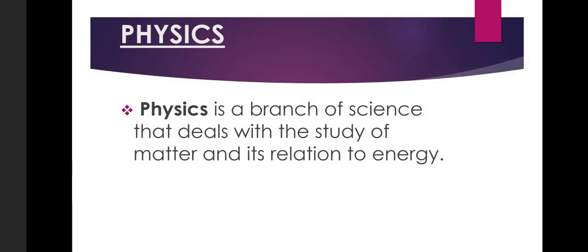In our introduction, we defined the term integrated science as a broad learning area that normally involves the study of various branches of science together. Those branches of science that we study together in integrated science normally include number 1, physics, number 2, chemistry, and number 3, biology. Physics is defined as a branch of science that deals with the study of matter and its relation to energy.